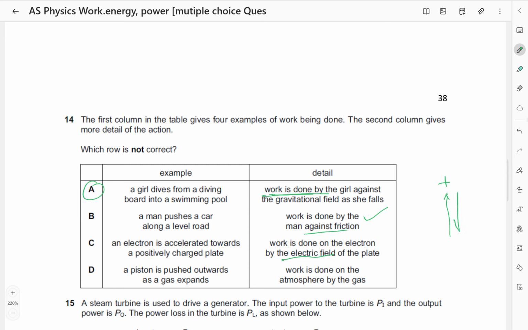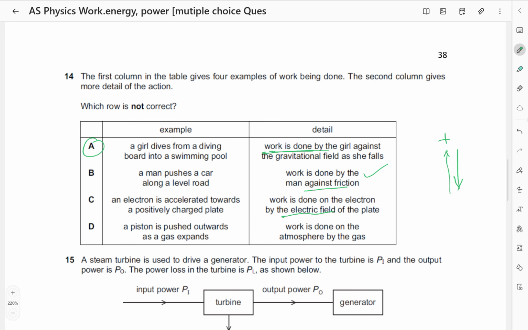But if it was moving against, then work would be done against the field. A piston is pushed outwards as the gas expands. Work is done on the atmosphere. That is very true. The gas is doing work on the atmosphere, so that is also true. So A is not true. Work is done by the girl against gravity, yet the girl is diving into a swimming pool. It's going in the same direction as the gravitational field. So that is not true.